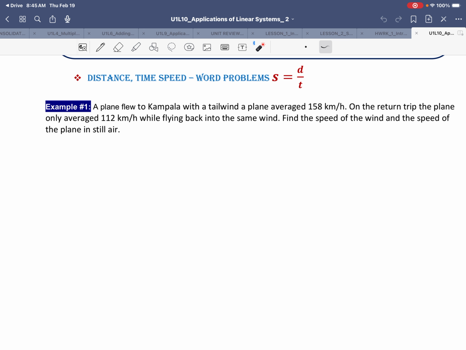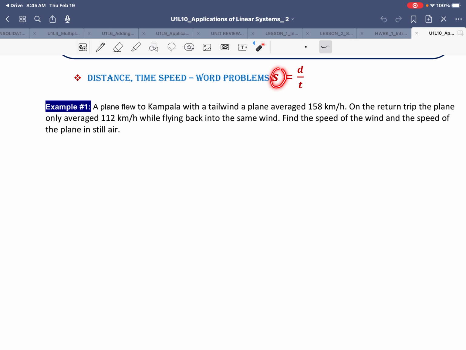So a plane flew to Kampala with a tailwind, averaging 158 kilometers an hour, and on the return trip, the plane averaged 112 kilometers an hour while flying back into the same wind. Now we have to find the speed of the wind and the speed of the plane in still air. So I read the problem the first time. I understand this is a distance, time, speed question.